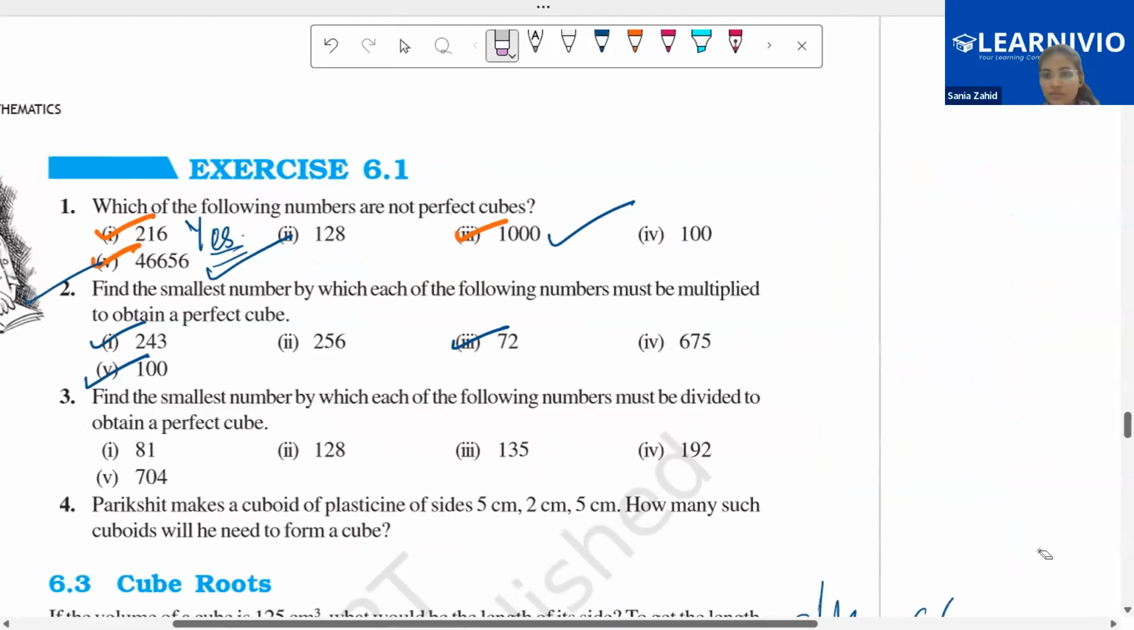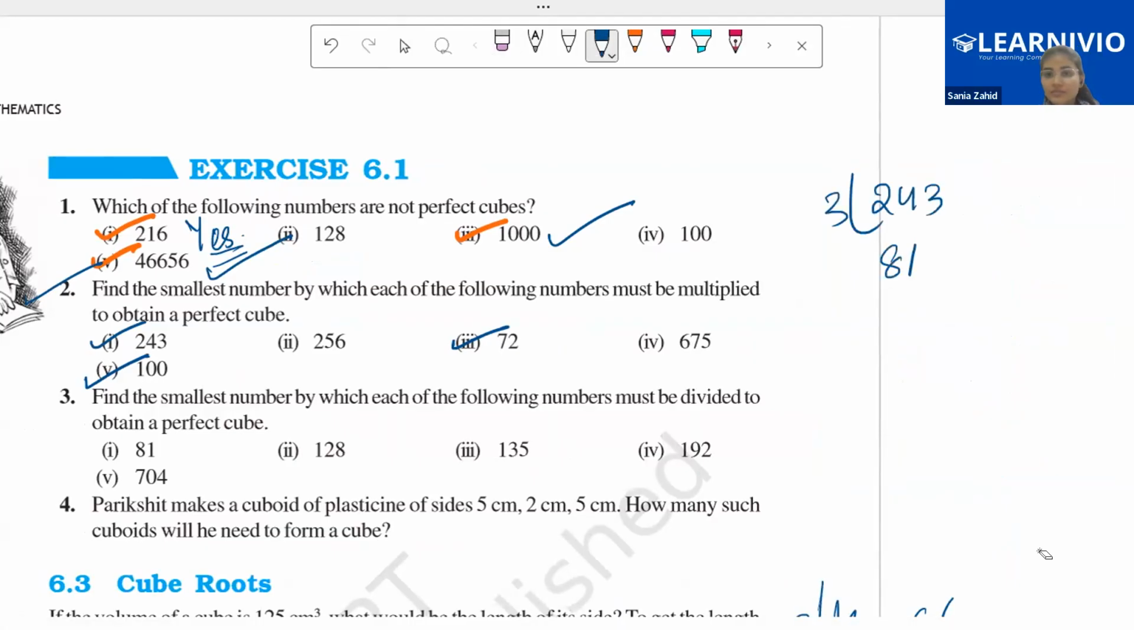Okay, how many times? We get 81. Good. Then 3, we get 27. Again 3, we get 9. Again 3, we get 3. And then? Again 3, we get 1.